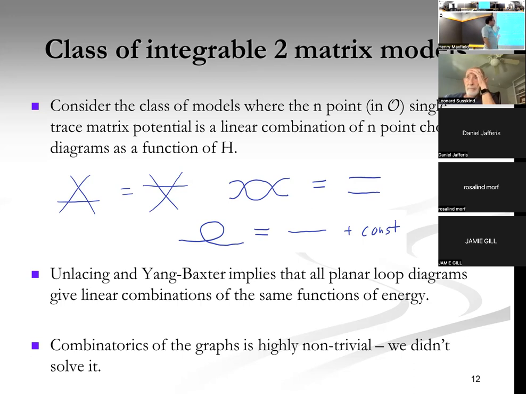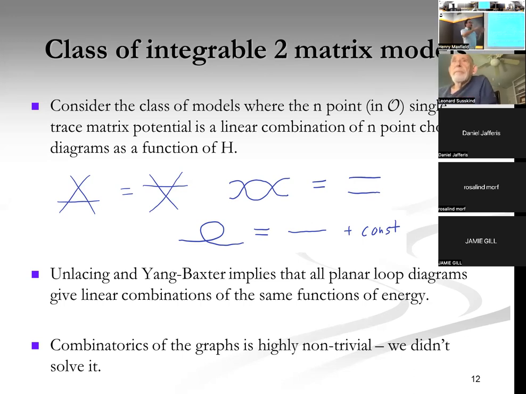And then there are some other kind of things that can appear, like a single loop on a line. That actually has a divergence. But the divergence is only in an energy-independent part. The other piece of it just looks like the initial function. So everything kind of unlaces to get the same functions of energy we started with.